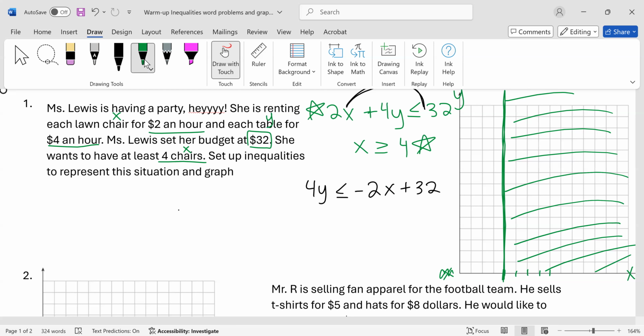Okay, let's simplify this. Negative 2 over 4. I can divide both the numerator by 2 and the denominator by 2. So this will be negative 1 over 2, a half. 32 divided by 4 is 8. So this is the line that I'm going to graph. So I start at 8. That is your y-intercept. So here's 1, 2, 3, 4, 5, 6, 7, 8. I start here, and from my y-intercept, I go down 1 over 2. This is my line.